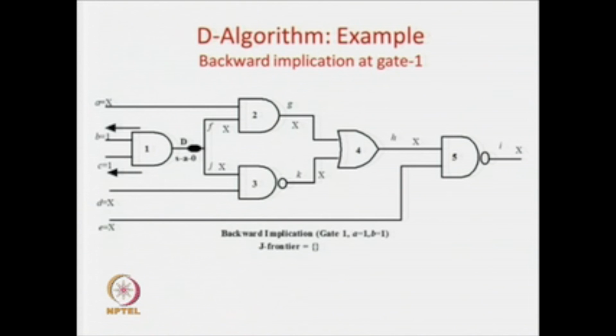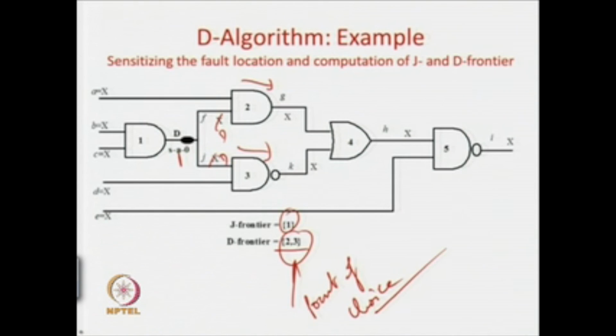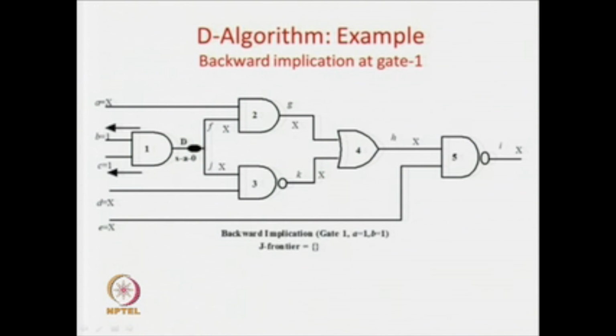Now, what happens at every step? Say you have sensitized this fault, or you are propagating the fault effect to one of the D frontiers. Automatically we will create some J frontier. So, once you have done this, some D frontiers and some J frontiers have been created. Now, you have to slowly resolve this J frontier and the D frontier.